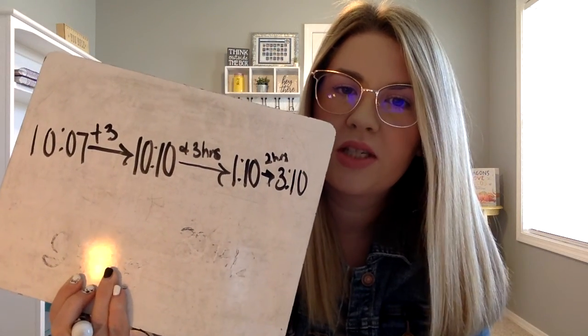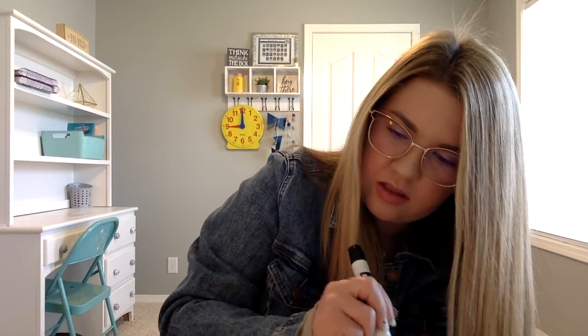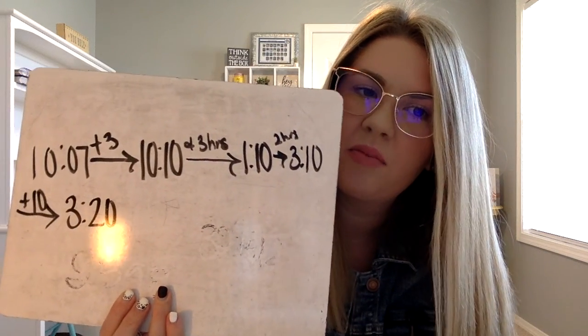Okay, now I know I need to get to the hour of 3, so I'm going to do 2 more hours, which would be 3:10. I ran out of room, so I'm just going to finish below. I think I'm going to do another jump of 10, and I'm going to get to 3:20 because 10 plus 10 is 20. And I know I need to get to 3:26, so I'm going to add 6 more minutes to get to 3:26.